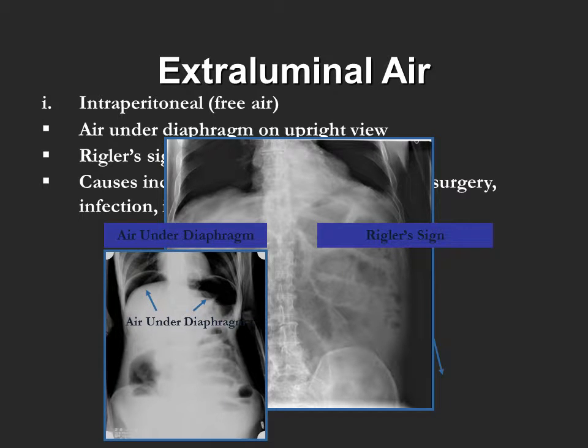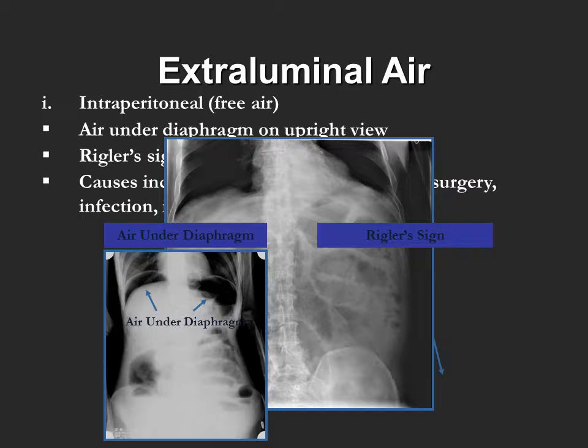Free air within the peritoneal cavity is a valuable sign of bowel perforation. Major causes include duodenal or gastric ulcer perforation, trauma, recent surgery, or infection with gas-producing organisms. Post-operative pneumoperitoneum usually resolves in a few days and is not a cause for concern. Two findings that may be seen include air under the diaphragm and Wriggler's sign.